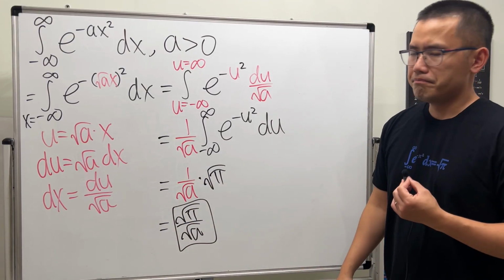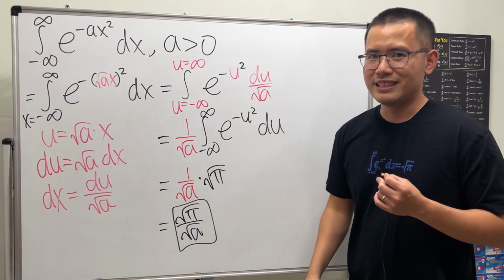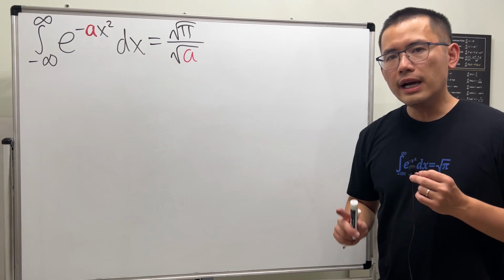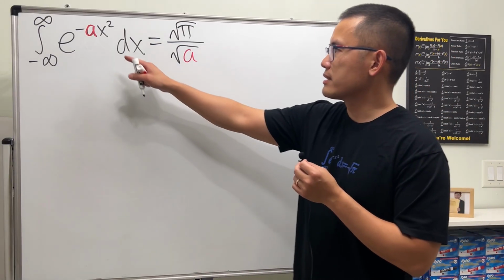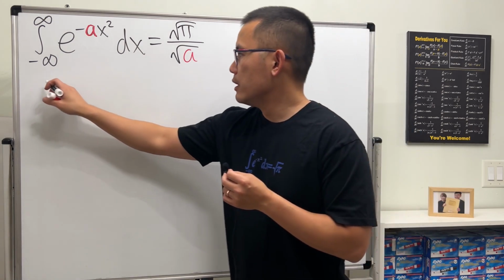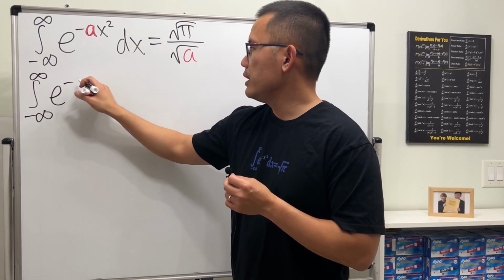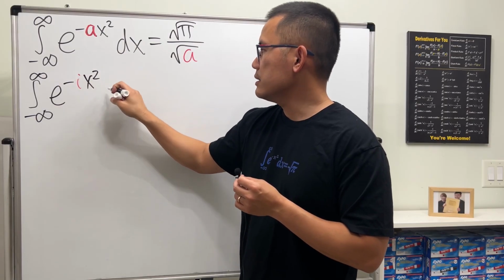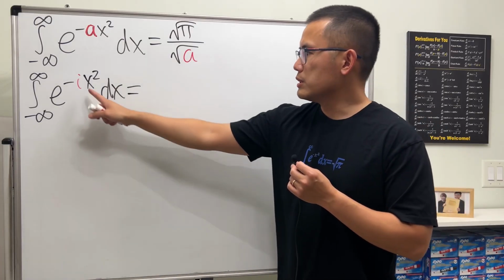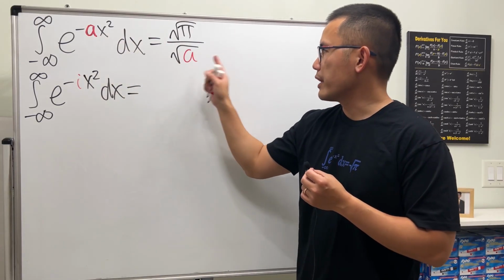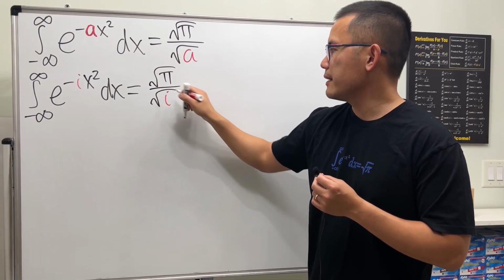Okay, great. Now what though? Well, I told you we are going to use something non-real, so let's check this out. So now, we are going to be using our imaginary friend, i, and I will plug that into the a right here. So we have the integral going from negative infinity to positive infinity, e to the negative i x squared dx. And based on this formula, we should just be able to plug in i into the a's right here, right? So that's square root of pi over square root of i.